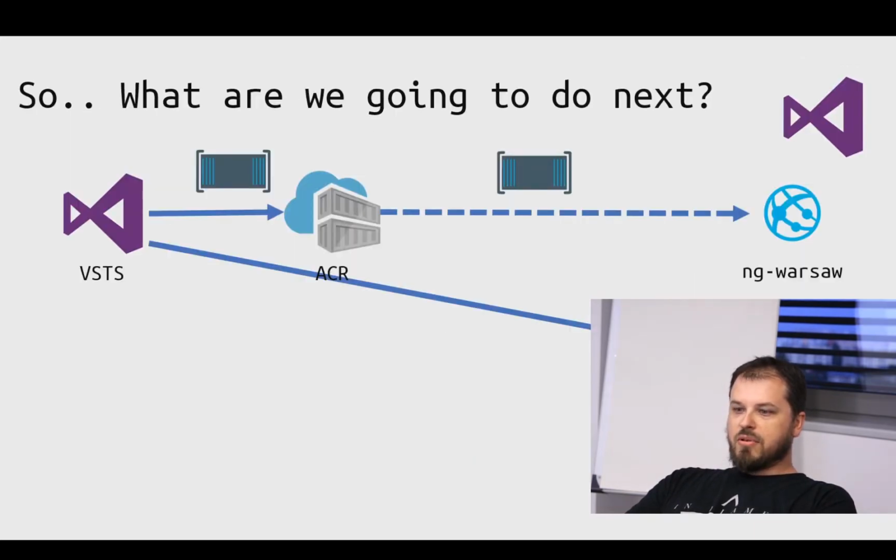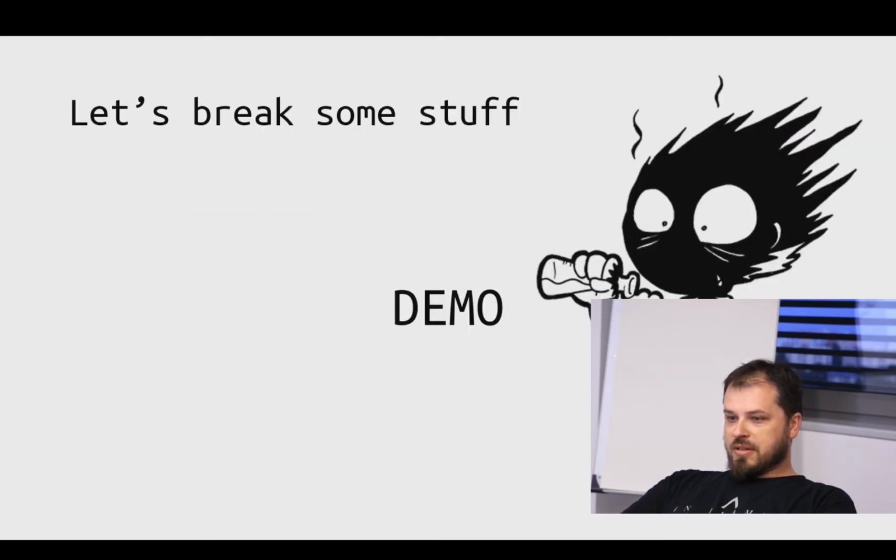Right, so what are we going to do next? Like I mentioned, we have VSTS, we have ACR. I have provisioned 2 app services. We'll take a short dive into the Azure portal. And we aren't going to do a lot of live coding, just enough to get the feel of what one needs to do to set up a project and have it built and deployed to Azure. So let's break some stuff.